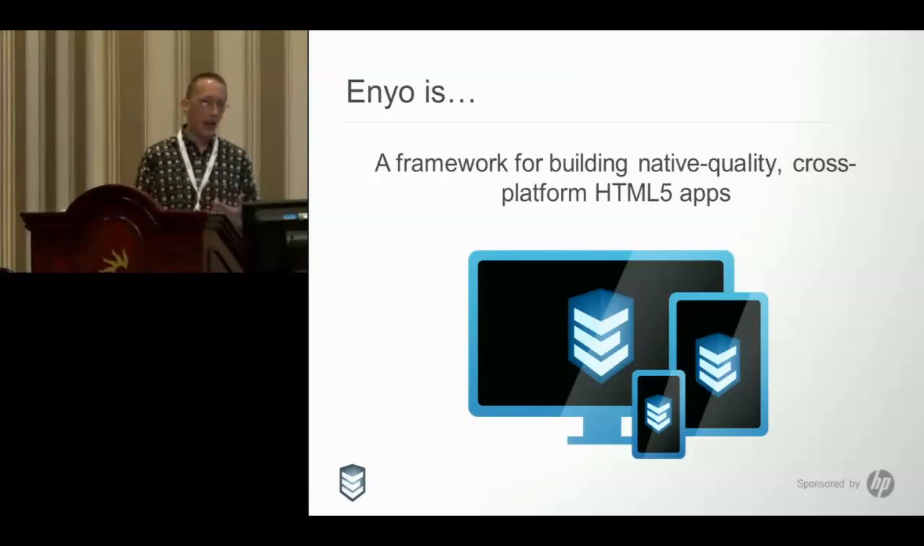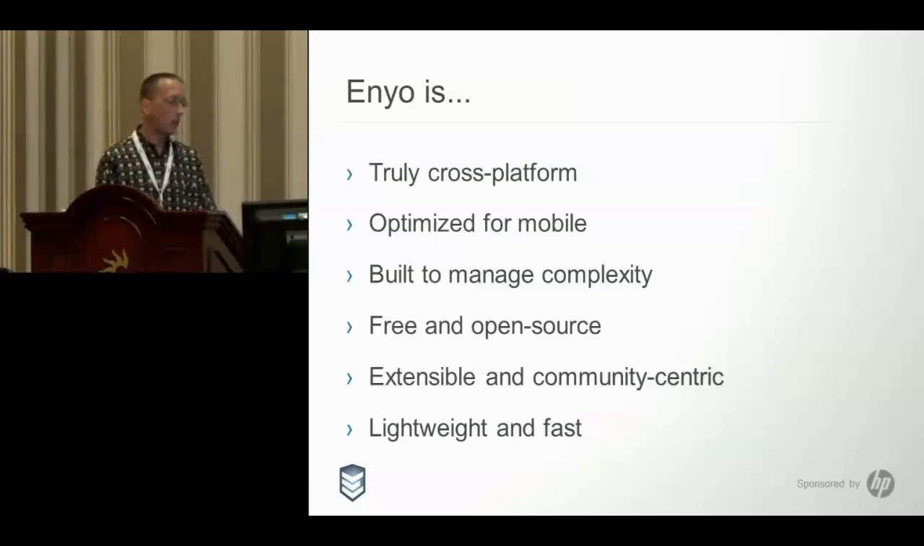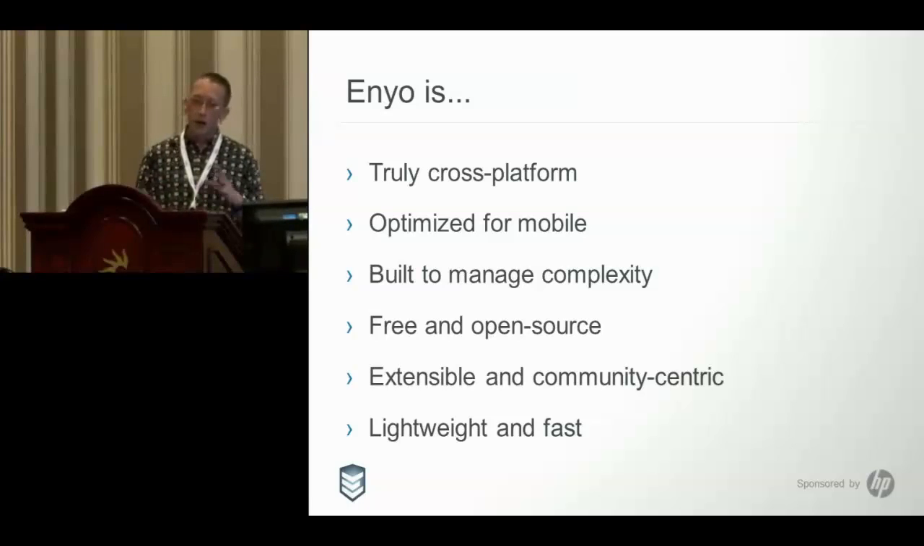So on the desktop side, you can run INYO apps on IE8 and higher, modern Mozilla, modern WebKit across Windows, Mac, and Linux, and then on iOS 5 and 6 and Android 2.3 and higher. So you've got a really broad device ecosystem that your app can run on with just a single code base. So again, truly cross-platform, optimized for mobile. Our component model lets you manage complexity, right? So everything is encapsulated in our component model, and I'll go into that when I show some examples in a minute.